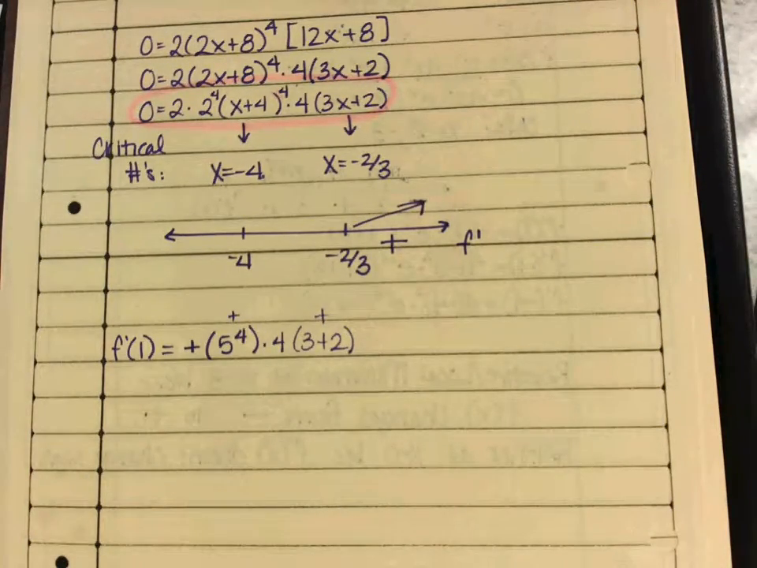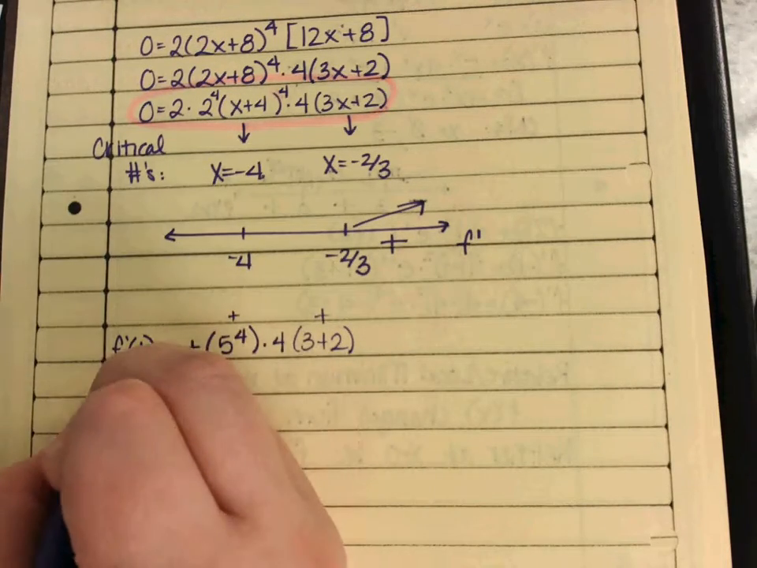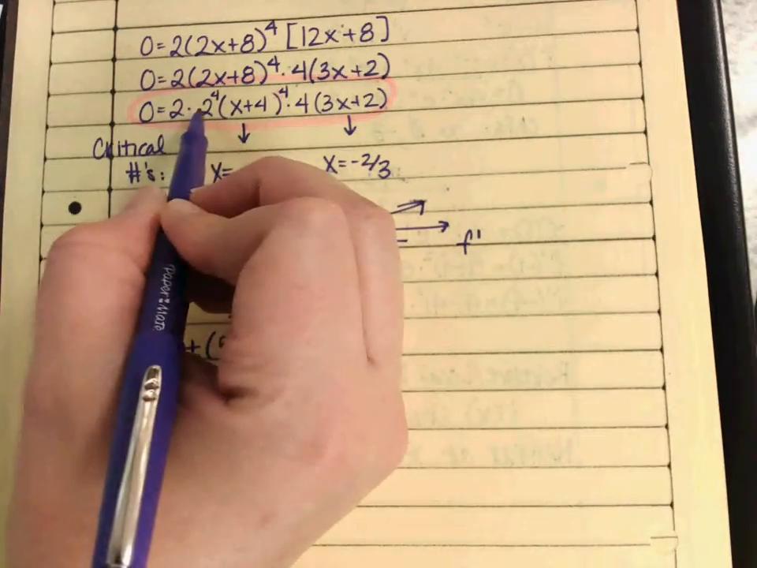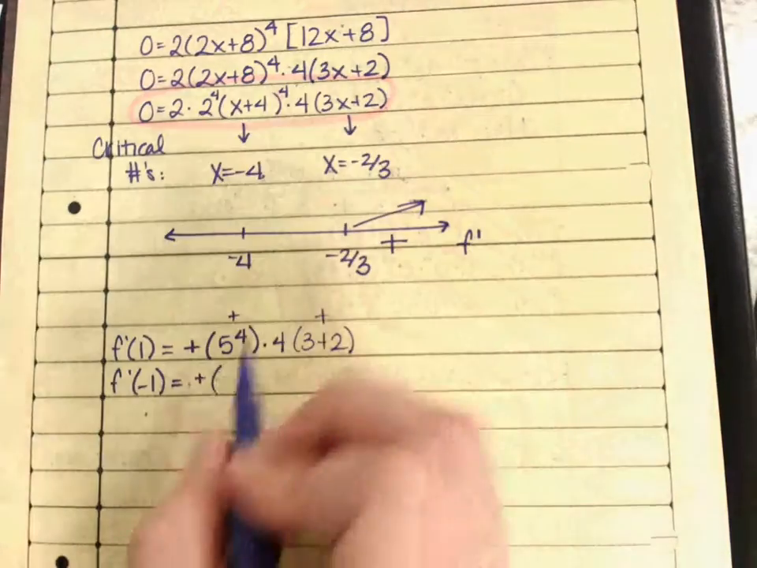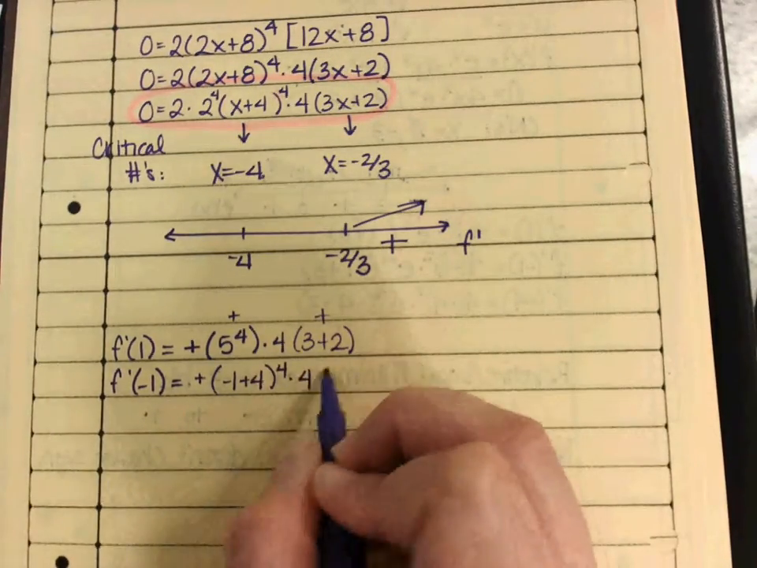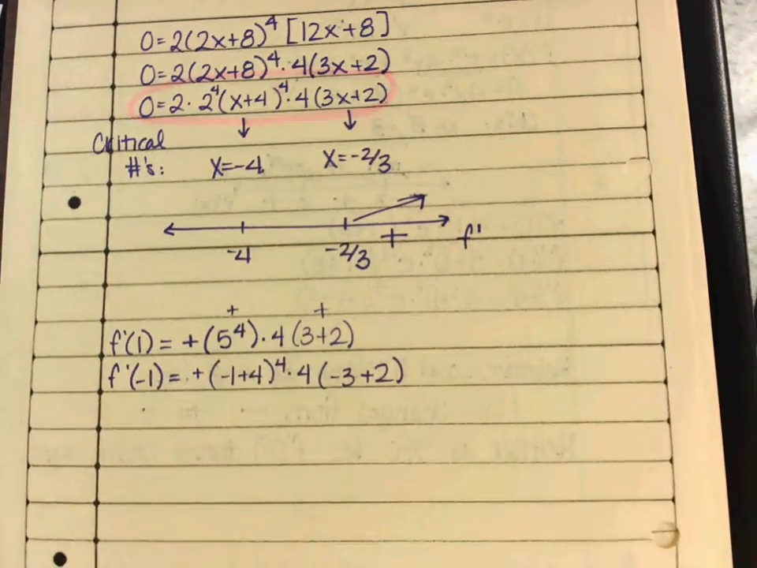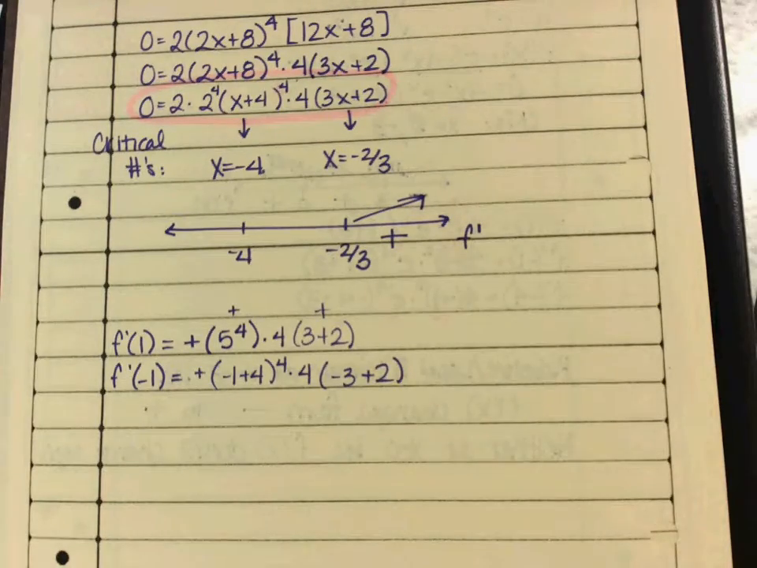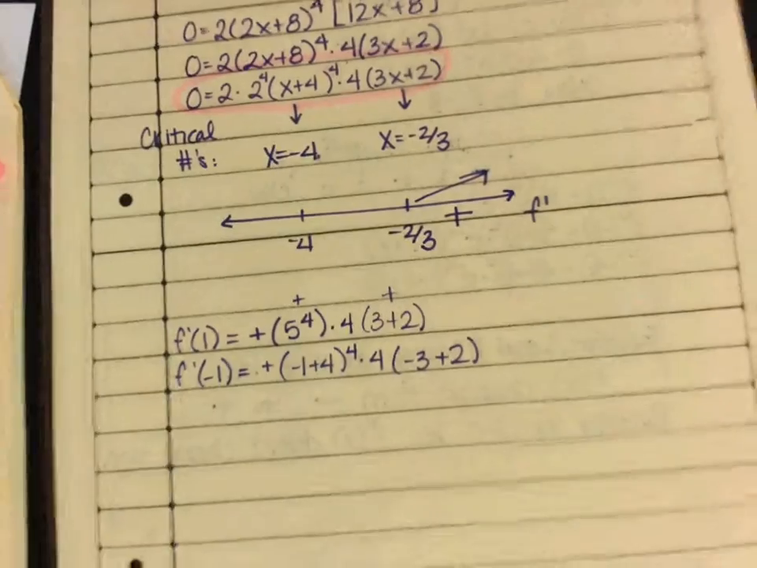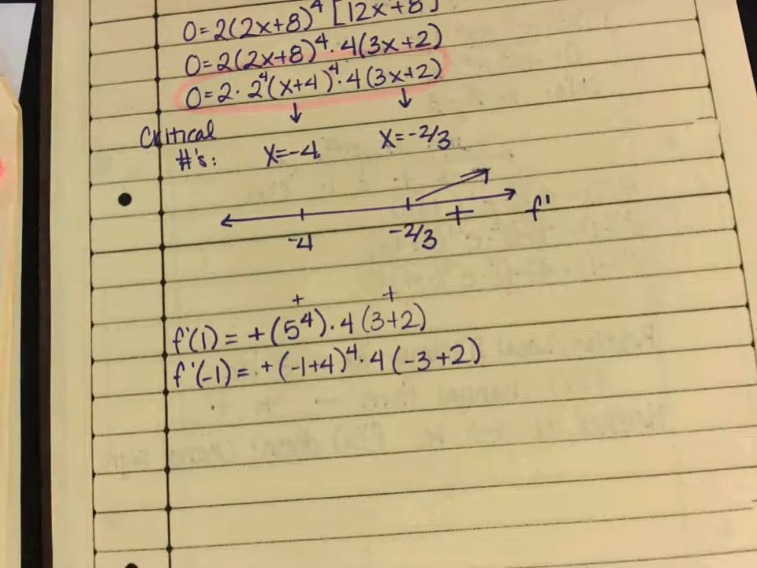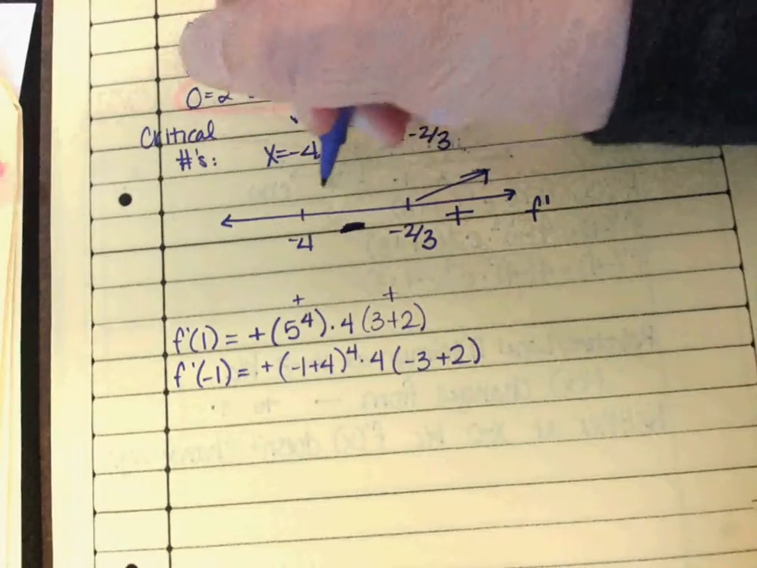What is a number between -2/3 and -4? Okay, -1. So I'd have 2 times 2 to the 4th, that's positive. Then I'd have -1 plus 4 to the 4th power times 4, -3 plus 2. I have a question. Okay. Why do you have like the plus over there? Because I don't care what this number is. If it's 2 times 2 times 2 times 2 times 2 plus 2, then it's positive. So I'm kind of just being lazy and only checking the sign. Okay, now look in here. I have my positives from all the random 2s. What is -1 plus 4? Positive. Then I 4th power it, it's still positive. But then what about -3 plus 2? Negative. So I have positive, positive, positive, negative. Overall, what is it? Negative for that middle section. And if it's a negative in there, it's going down.